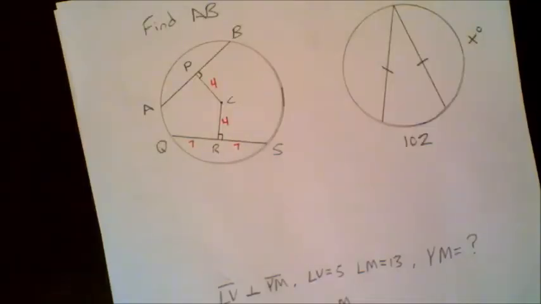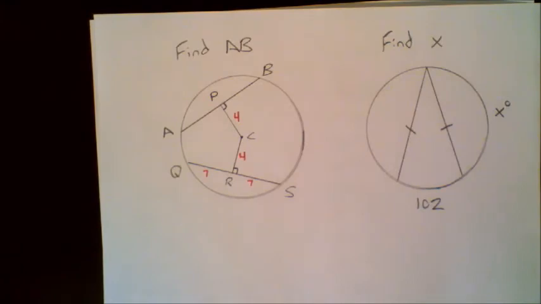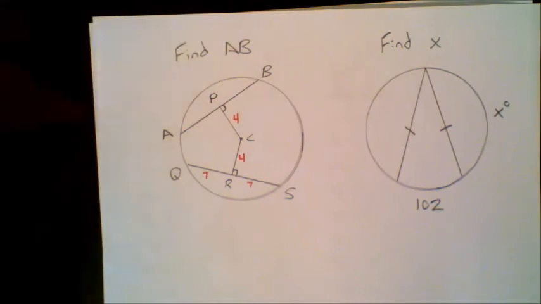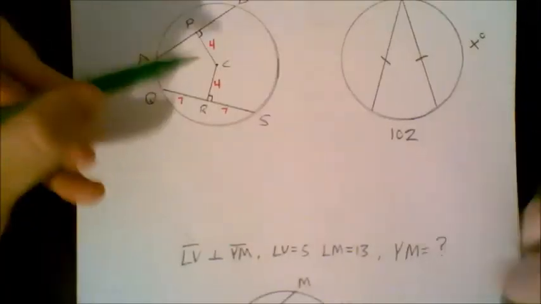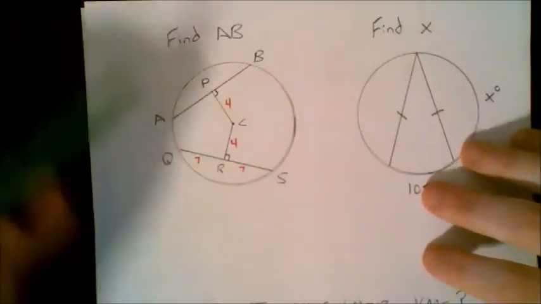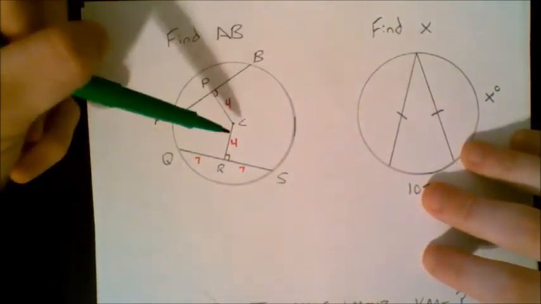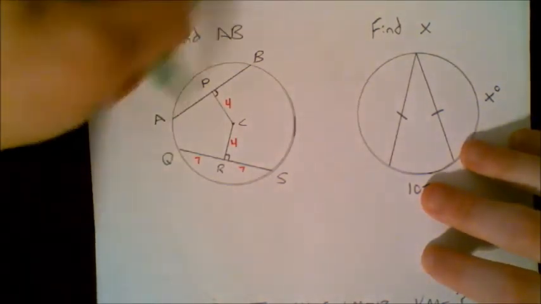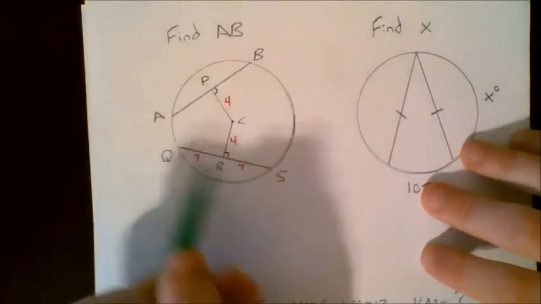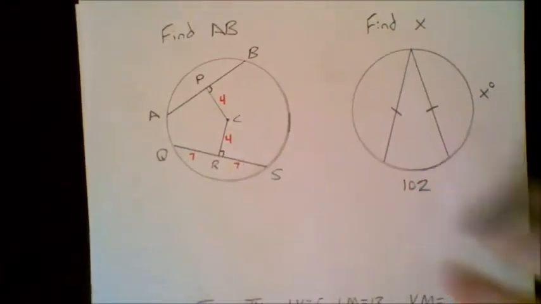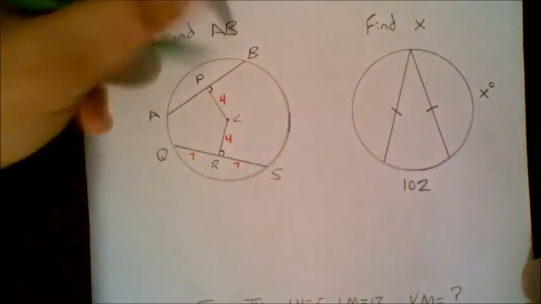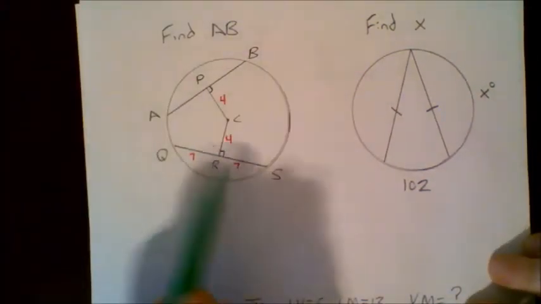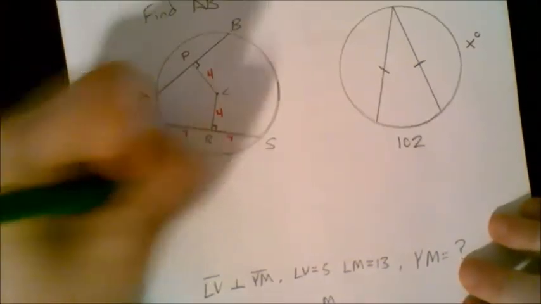All right, so let's take a look at a few of the examples. Now in this one, they want us to find the length of segment AB. We are given circle C. We have CP is congruent to CR. Just by that last theorem we just talked about, we automatically get that AB is congruent to QS. Therefore, there's really not much work we have to do, since we know AB is congruent to QS. We know QS is just 7 plus 7, which is 14, so AB equals 14.